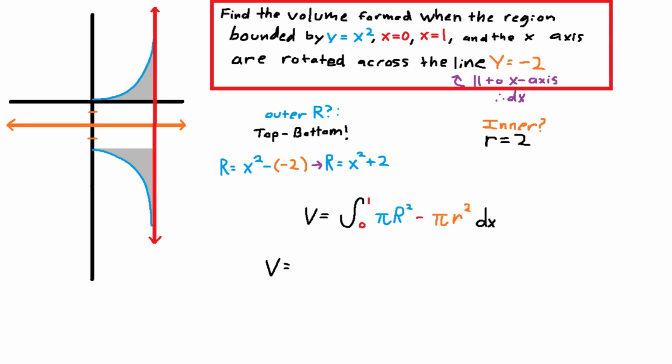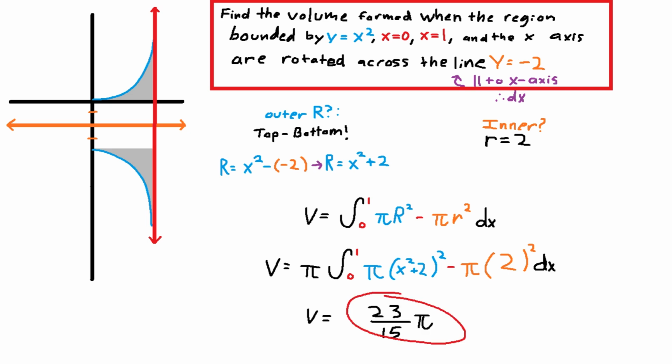So by plugging in what we got for big R and what we got for little r into the equation and putting it into our calculator, we should end up getting a volume of 23 over 15 pi.